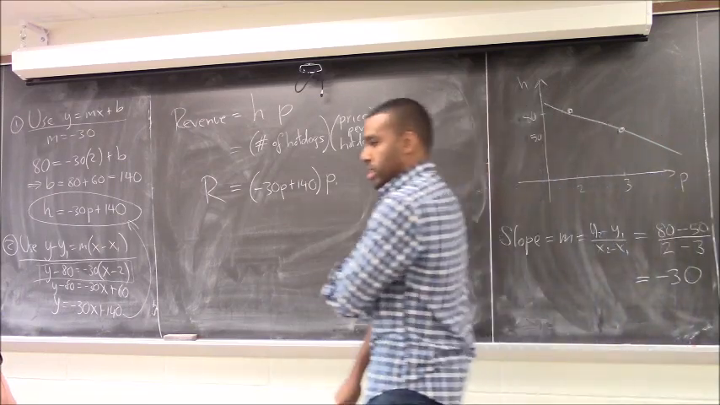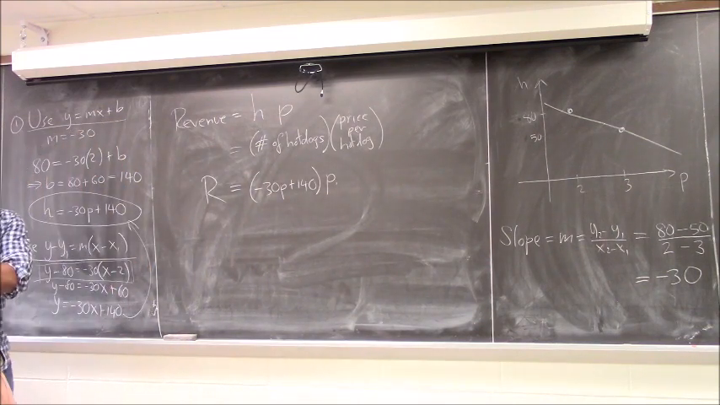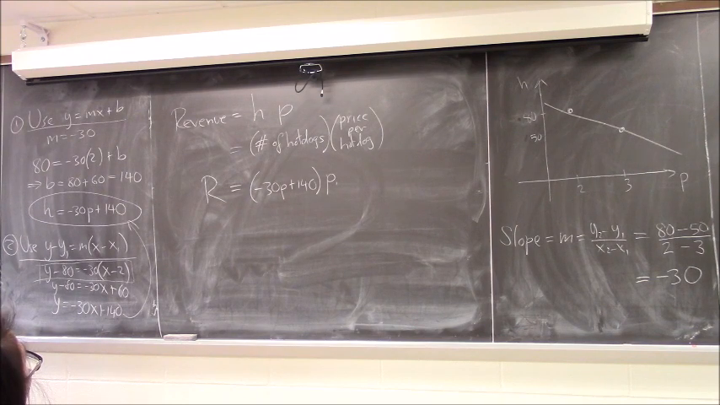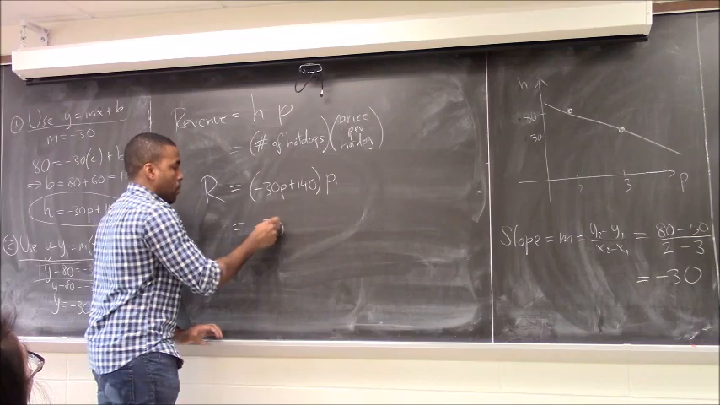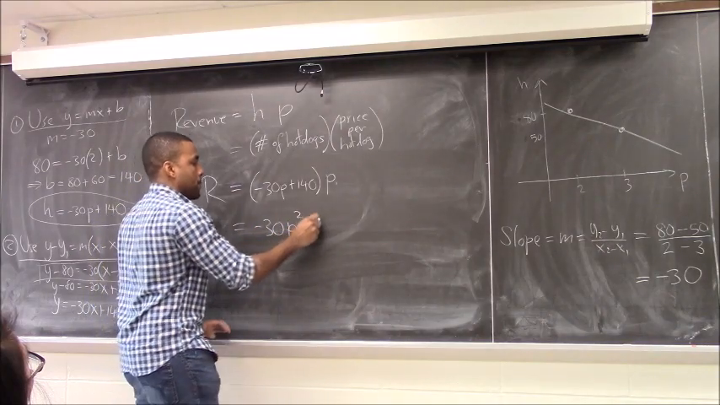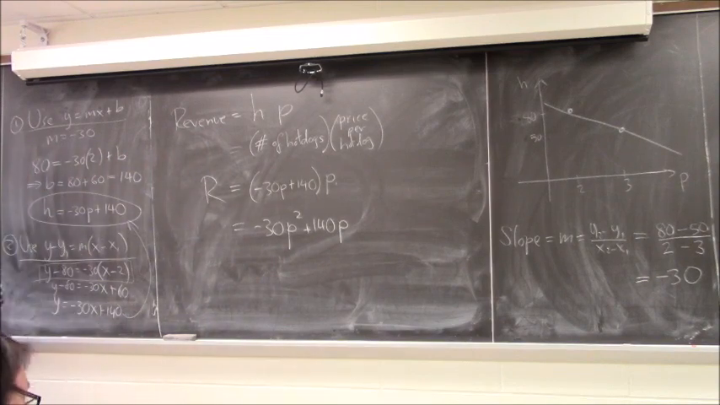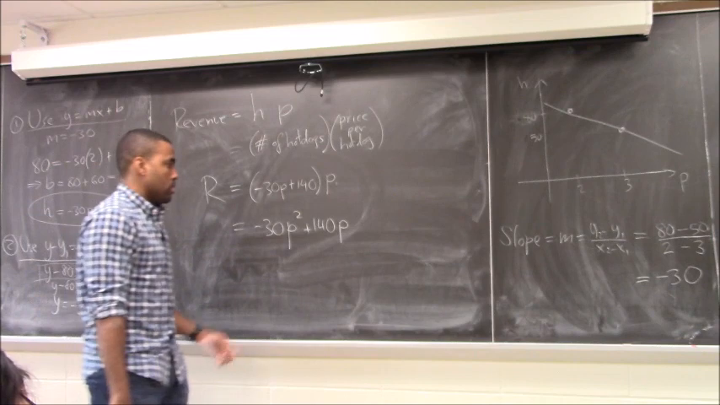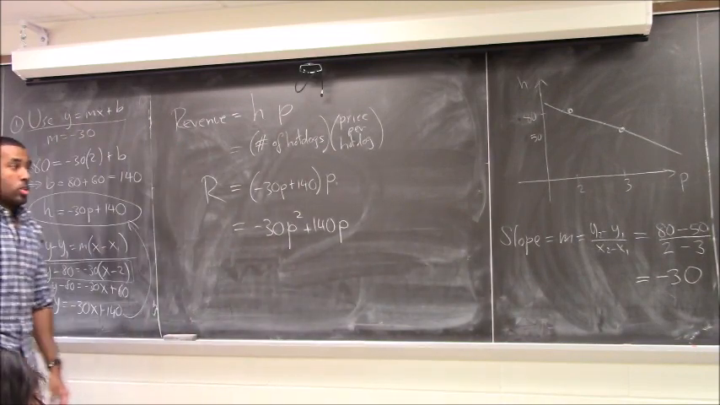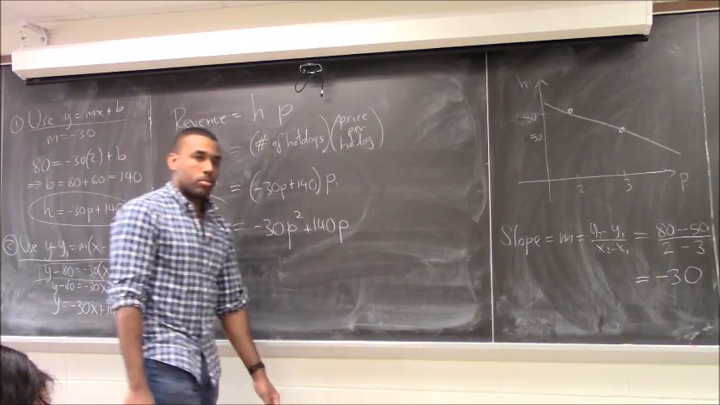How do you know it's a quadratic? Because if you multiplied it, you would get 30p squared. Okay, so now we can see it's a quadratic. It's a polynomial where the highest degree, the power, is 2. So we know that's a quadratic. Okay. Now what?